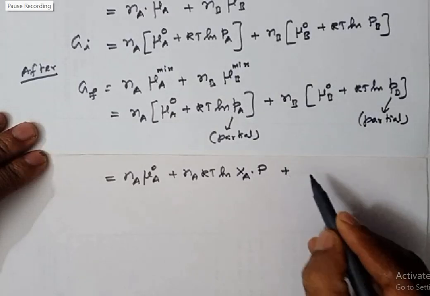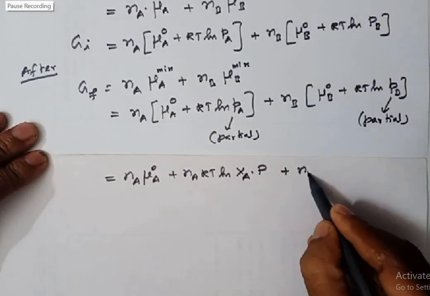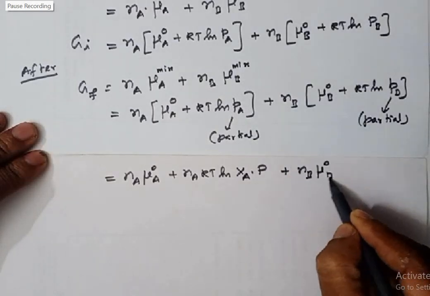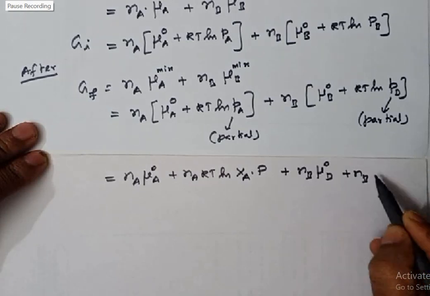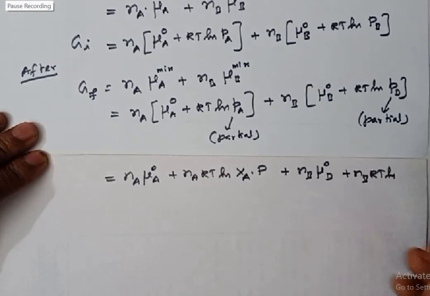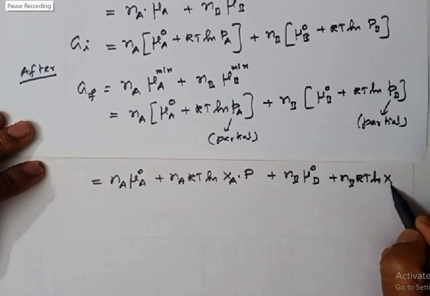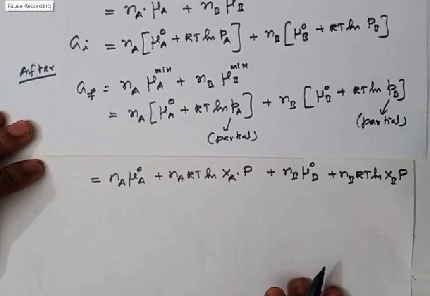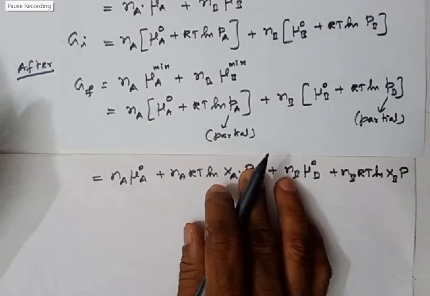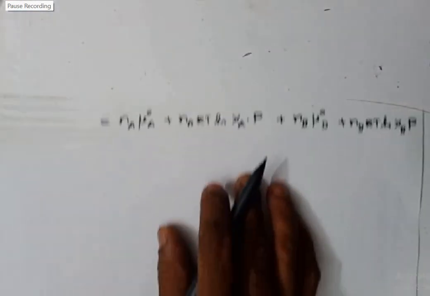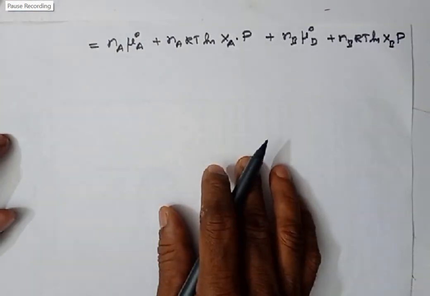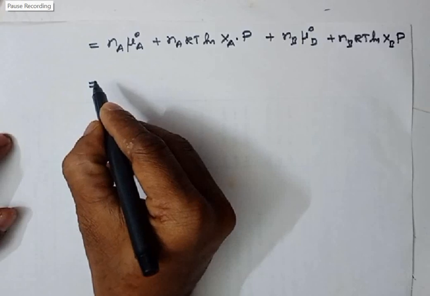Then plus here I'll write number of moles of B into mu naught B plus number of moles of B into RT ln partial pressure of B, which is nothing but mole fraction of B into total pressure. Now what I'm going to do, observe carefully. It's very simple actually.